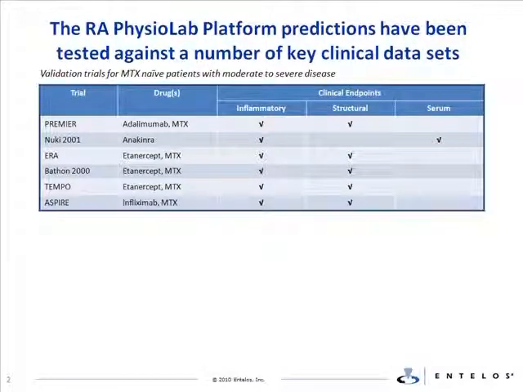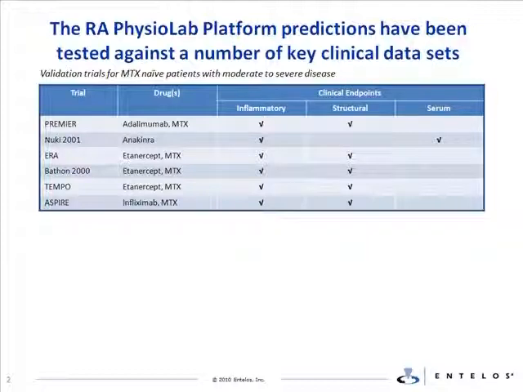Entellus evaluates platform predictions by testing against key clinical data sets, defined as Phase 3 clinical trials conducted in RA patients, and measuring clinical endpoints for which the RA platform simulates a corresponding clinical output. As mentioned in the previous slide, virtual patients may be categorized by commonly identified clinical phenotypes. Entellus creates virtual populations that recapitulate baseline and clinical response data for these clinical phenotypes.